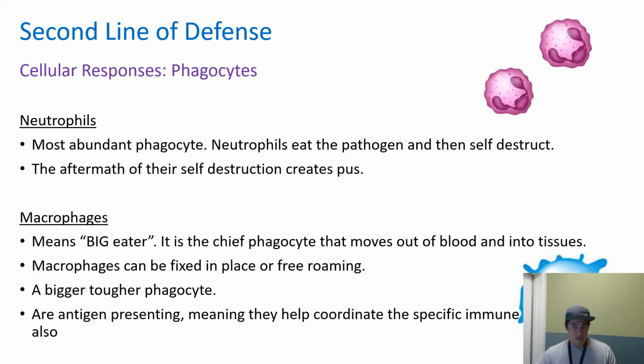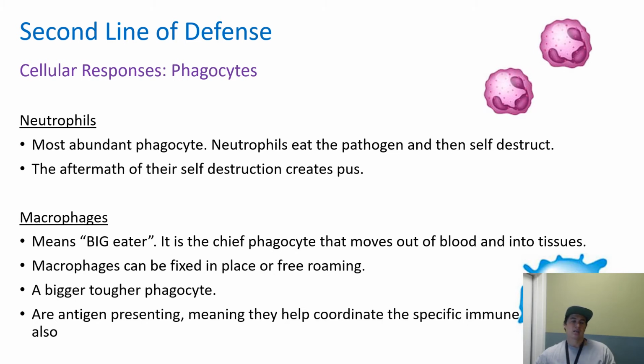Now, specific examples of types of phagocytes or eating cells are our neutrophils. We have lots of these. They're the most abundant. They eat the pathogen, one pathogen, self-destruct, and the aftermath of that self-destruction is pus. So if you've had a wound or an injury where there's pus involved, it doesn't necessarily mean it's bad. It just means that there are a whole stack of neutrophils fighting off something that is there that shouldn't be.